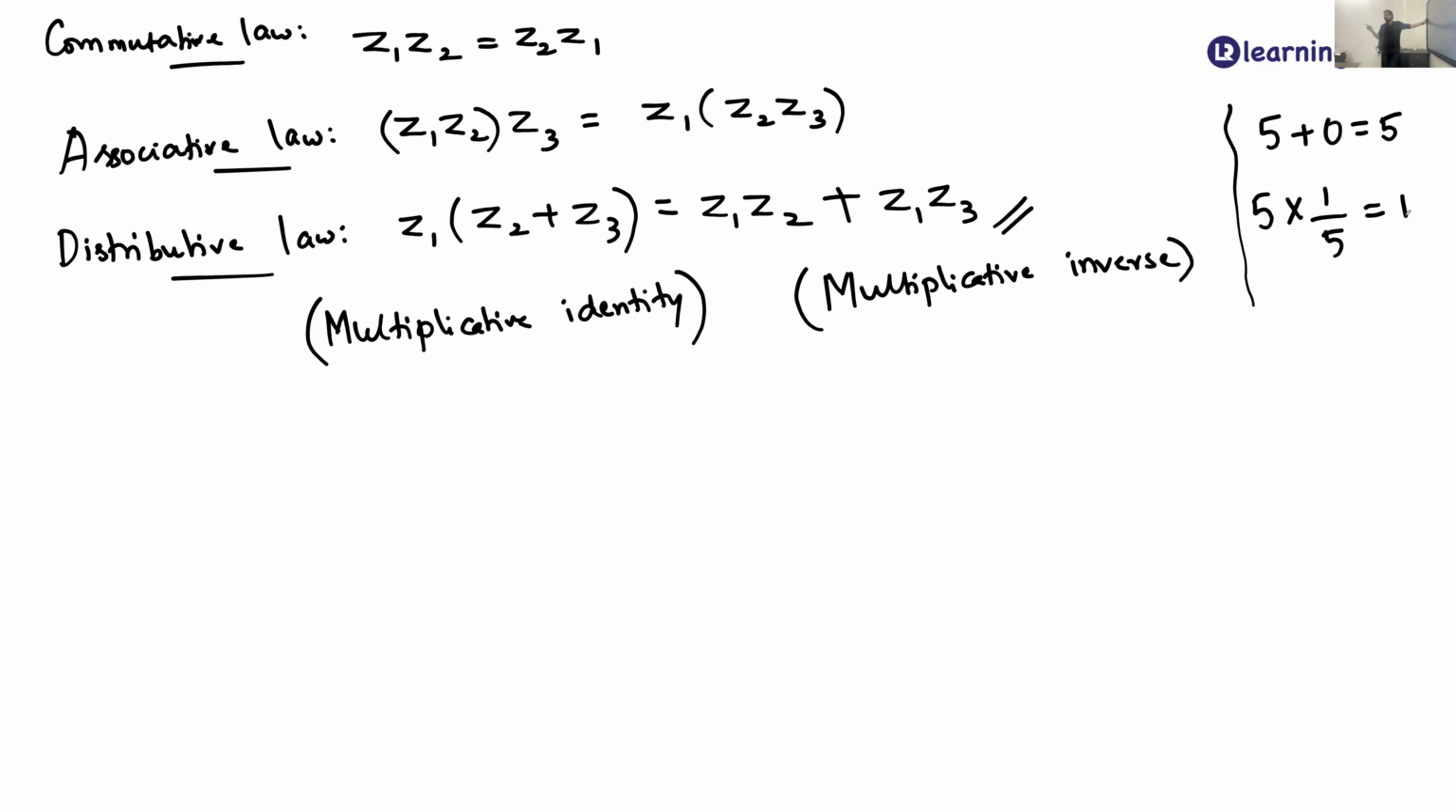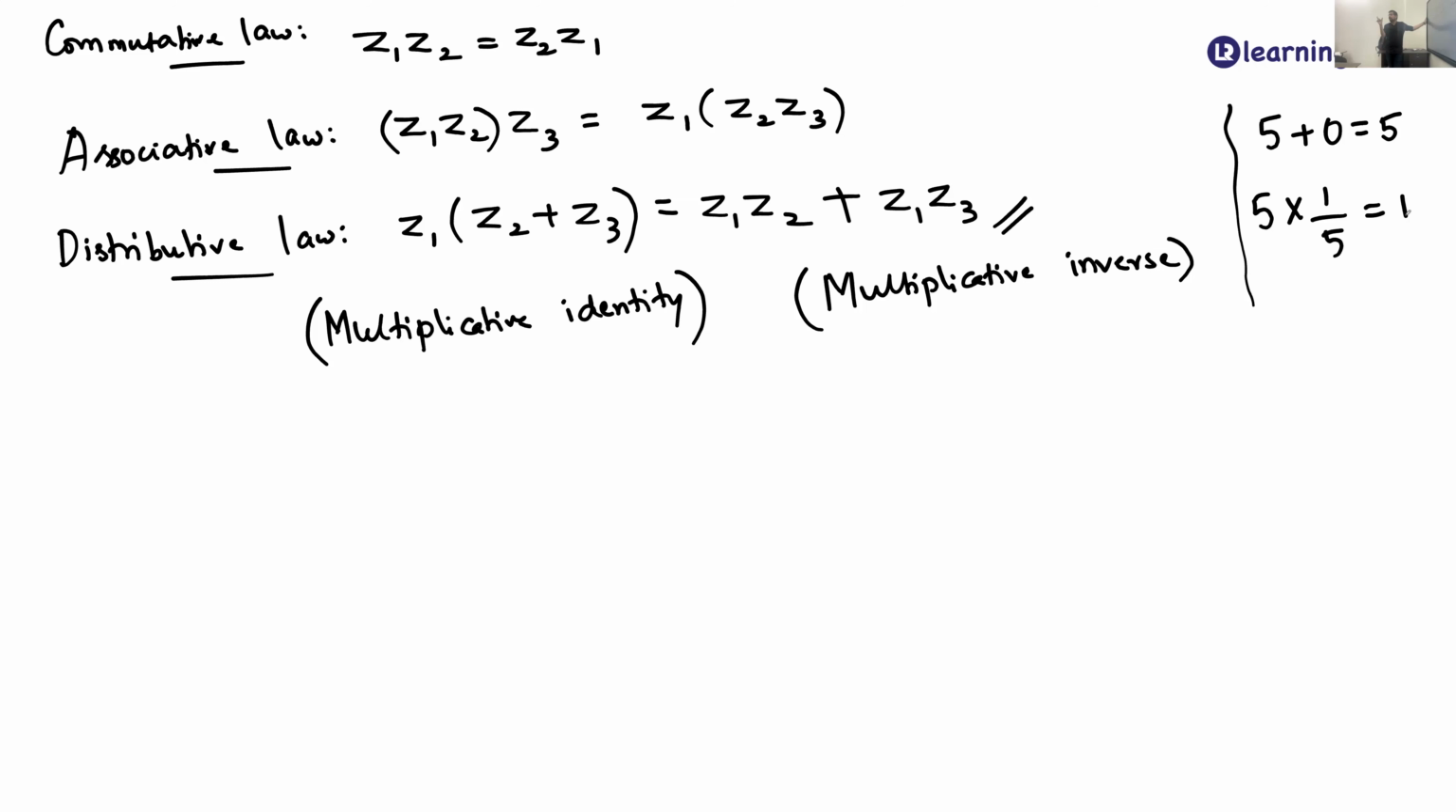I'm sorry, I actually made a mistake. It's multiplicative inverse. I'm sorry, my mistake. This, 1 by 5, is the multiplicative inverse. Okay. One is the multiplicative identity. So one is the multiplicative identity.